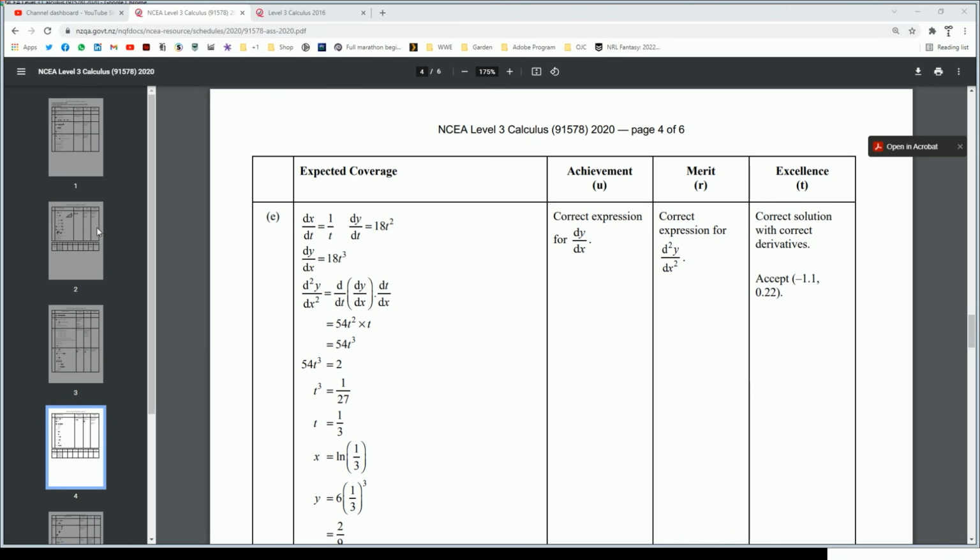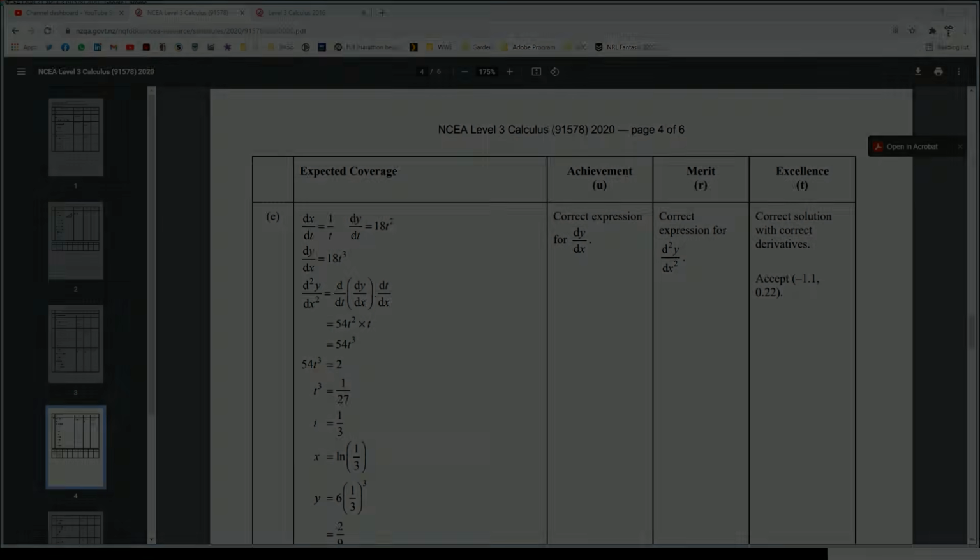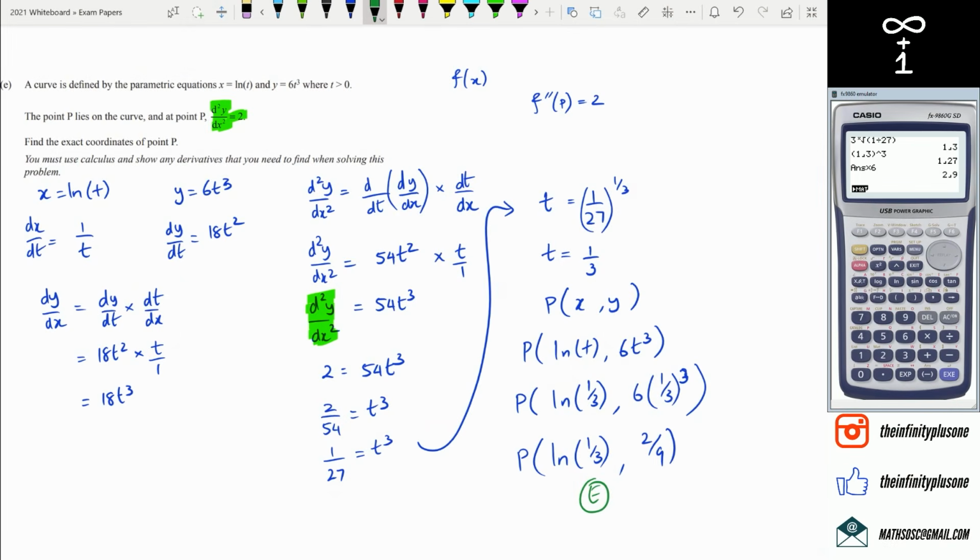But anyway, let's go back to our grading system. So what do we got? Correct solution with correct derivatives is an Excellence. This right here is going to get you a Merit, and a correct equation for dy/dx is going to get you an Achieved. Cool, guys. That's basically it for this question right here.